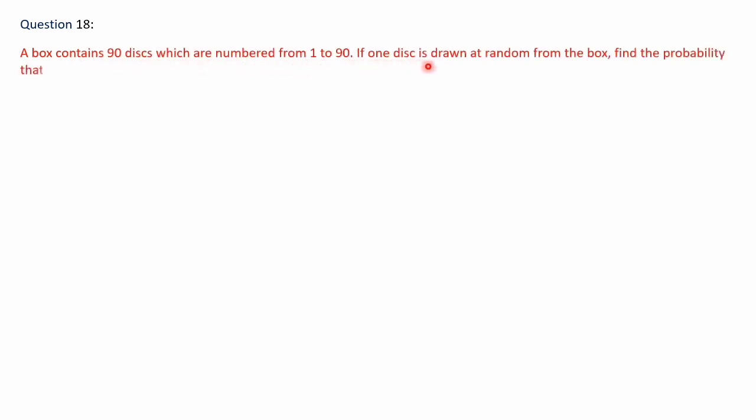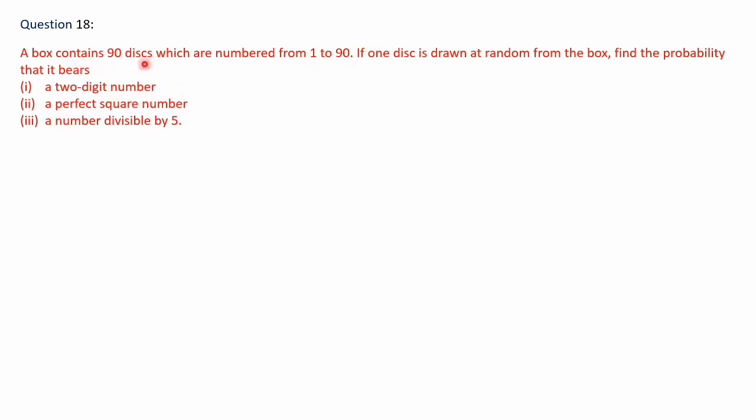Next we shall discuss question number 18. A box contains 90 discs which are numbered from 1 to 90. If one disc is drawn at random from the box, find the probability that it bears a 2-digit number, a perfect square number, a number divisible by 5. It's a very simple question. All you need to do is find the total number of outcomes and the favorable number of outcomes. If these two numbers are there, we can just write the fraction. That fraction will be the required probability.